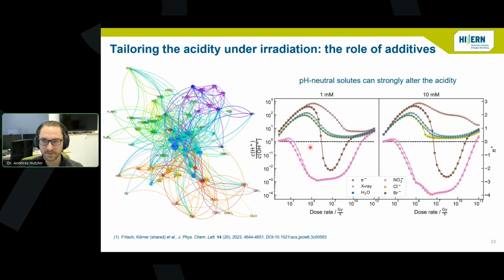When we now add some different chemical species like nitrate ions, we can also change this. So for the nitrate ions, we more or less have an alkaline condition over the entire dose rate range. Only at very high dose rate we have this turnover point to an acidic regime. Where this turnover point is located at largely depends on the concentration. So you can see here the 1 millimole case and the 10 millimole case.